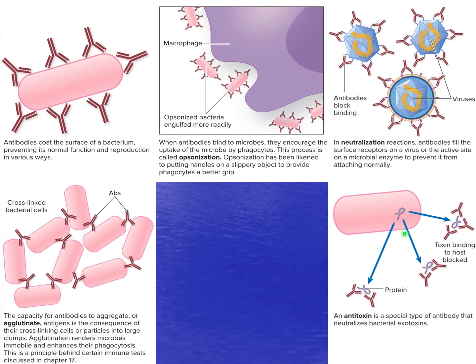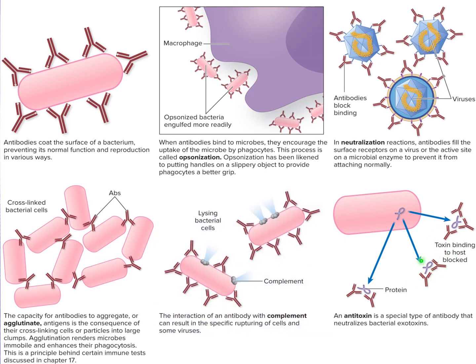Antitoxins: if the microorganism is producing a toxin, antibodies can be made to that toxin, being that it's a foreign substance, and then the antibody binds to that, blocking the function of the toxin. And antigen-antibody complexes can activate complement that then forms those membrane attack complexes that will punch holes in these foreign cells and cause them to lyse.